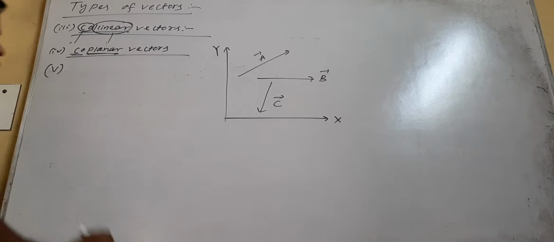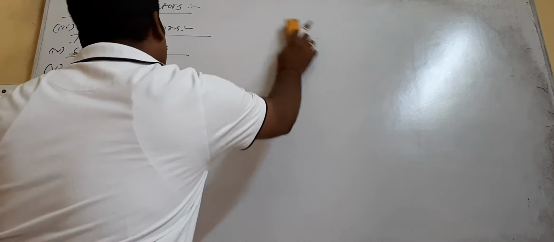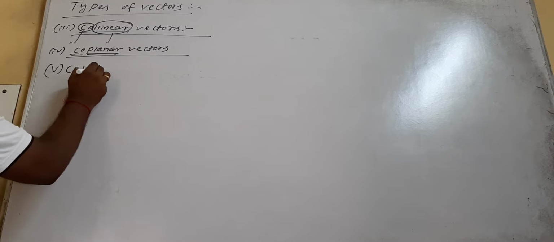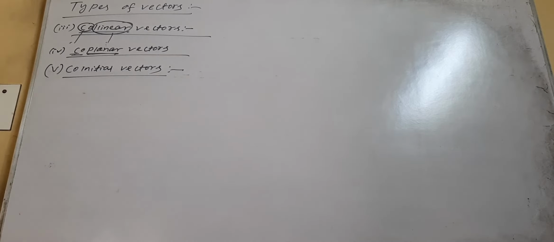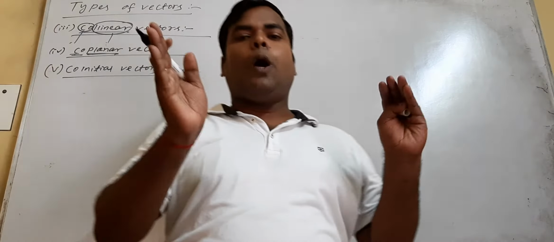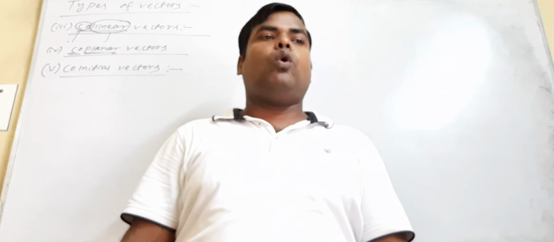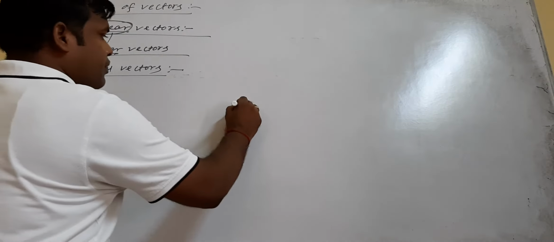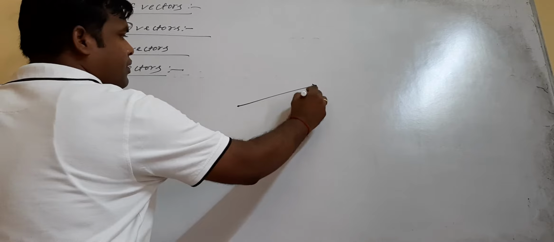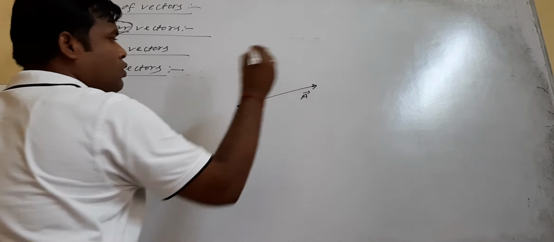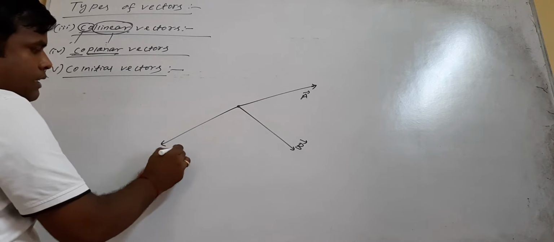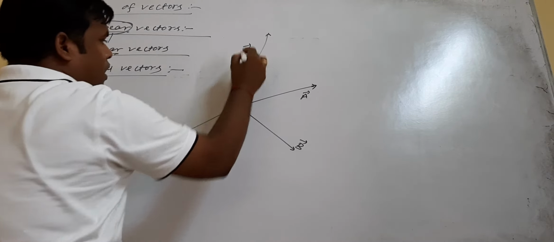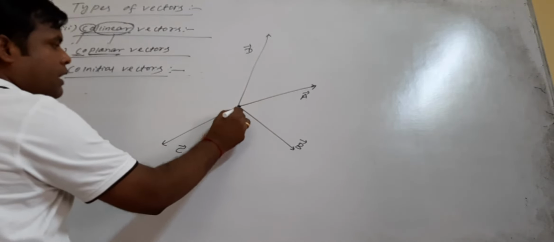Now come to number 5, co-initial vectors. Co means common, initial means starting point, so vectors having a common starting point are called co-initial vectors. You see, it is A vector, its starting point is this one and end point is this one. It is B vector, it is C vector and it is D vector. All the vectors have the same starting point, that is O.